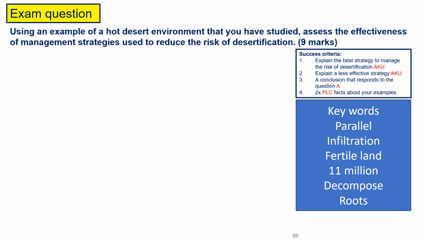Using an example of a hot desert environment that you've studied, assess the effectiveness of management strategies used to reduce the risk of desertification. So you need an AKUU on one strategy to stop desertification, maybe stone lines, an AKUU on a second strategy, maybe the Great Green Wall or Toyota stoves, and then a conclusion. Which strategy is the best? You don't need to pause this one because it's the last slide, so I'm just going to leave it here.